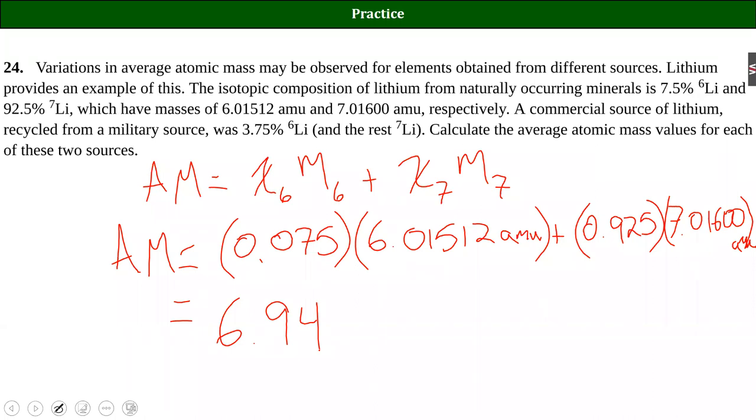Oh, and I have a typo in there, right? I missed a 3. No, that was for the second source. Never mind, I did have it right. We only get to keep 2 sig figs though, right? Because these percentages are measured numbers. So we only get 2 sig figs. So it would just be 6.9, unless we were really careful with measuring those percent abundances.